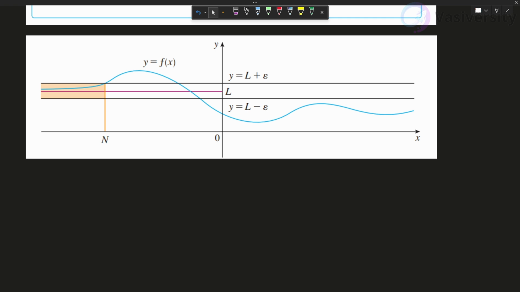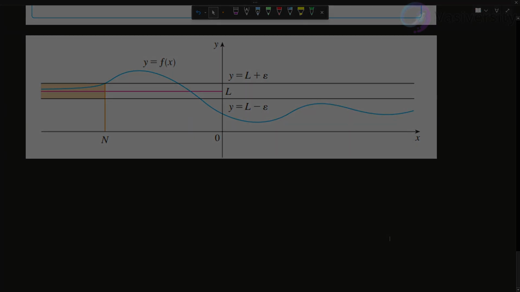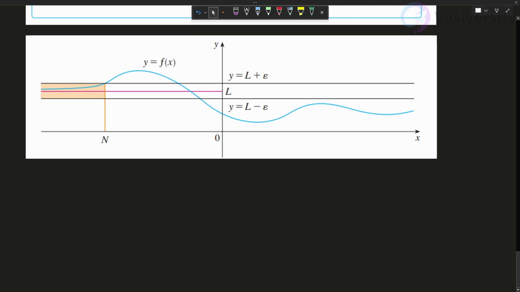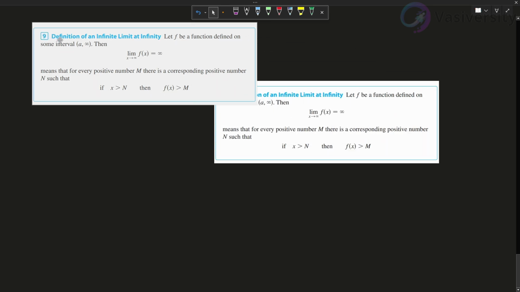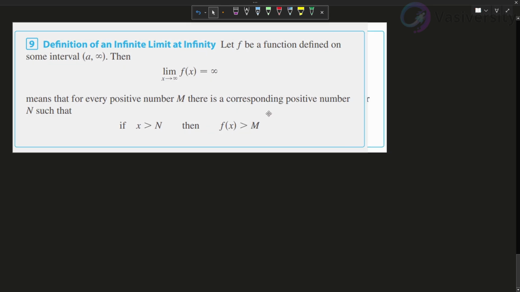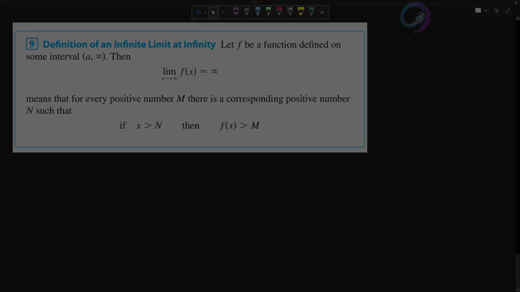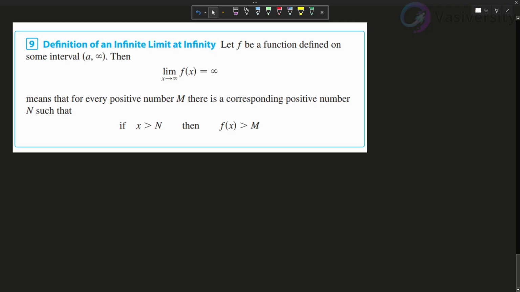And then let's do the final definition of the limit at infinity, because sometimes not all limits have horizontal asymptotes. Sometimes we might be going out of the asymptote. So the last definition for today is the definition of the infinite limit at infinity. Let f be a function defined on some interval from a to infinity. Then the limit of f of x as x approaches infinity is equal to infinity means that for every positive m, there is a corresponding positive number n such that if x is greater than n, then f of x will always be greater than m.